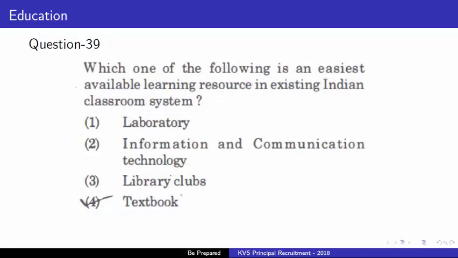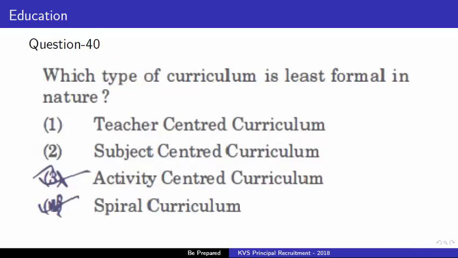Next question is, which one of the following is an easiest available learning resource in existing Indian classroom system? Listed options are number 1, laboratory. Second option is information and communication technology. Third option is library clubs, and the last option is textbooks. Correct answer is textbooks. Next question is, which type of curriculum is least formal in nature?